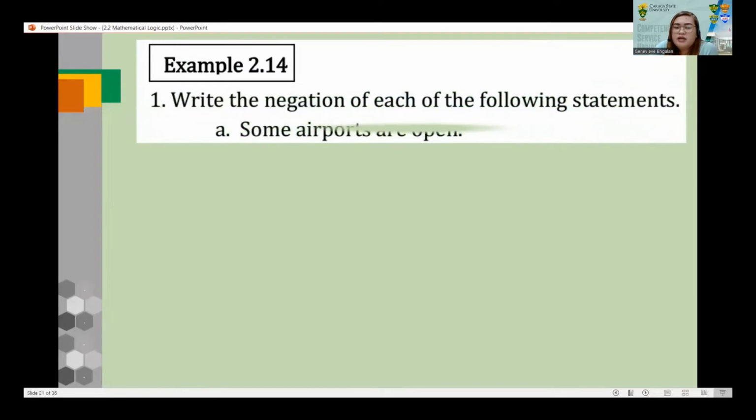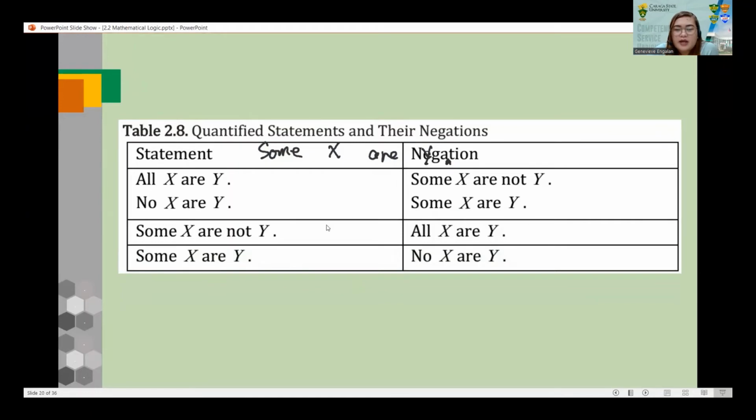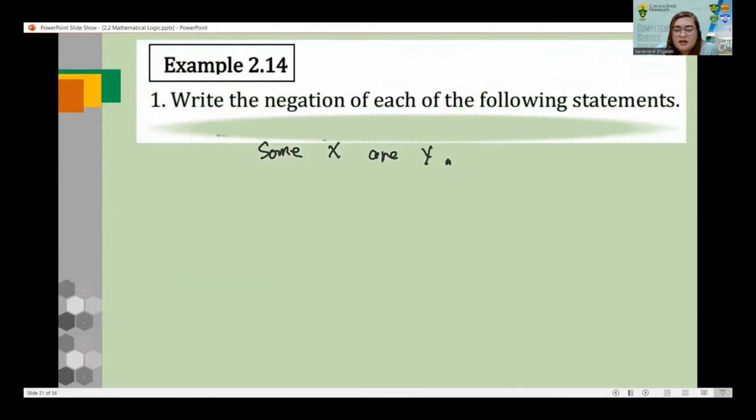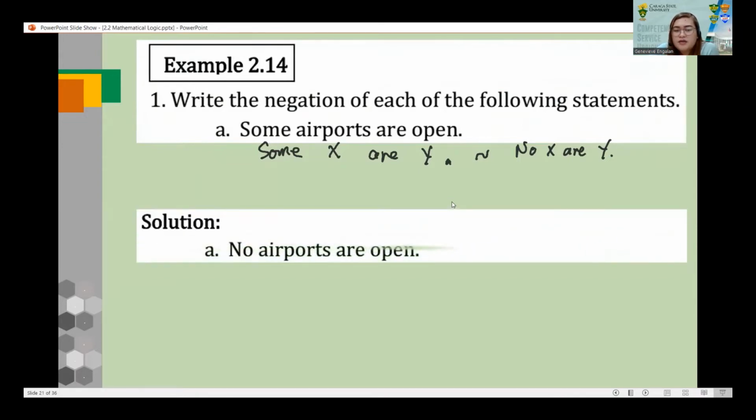Okay, write the negation. Some airports are open. This is some x are y. So the negation is no x are y. What is its negation? No x are y. So for some airports are open, the negation will be no airports are open.